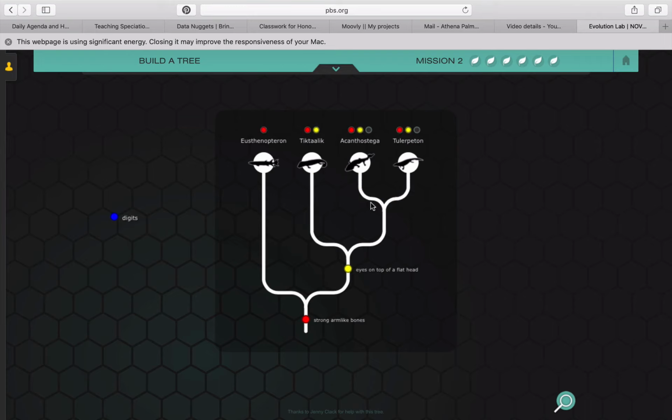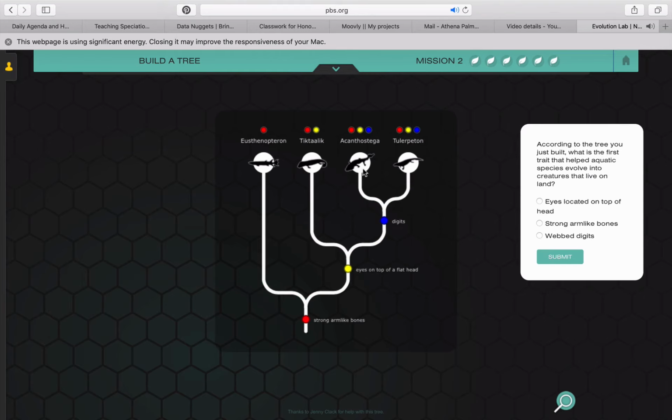And that is correct. And then finally going over here to these guys, we have one thing left. After this speciation event, this branch off here created this species, and going this way, there was evolution toward digits appearing. So this common ancestor had digits, so any individual that came after it also had digits. According to the tree just built, what is the first trait that helped aquatic species evolve into the creatures that live on land? Strong arm-like bones. That's what they had in common here.